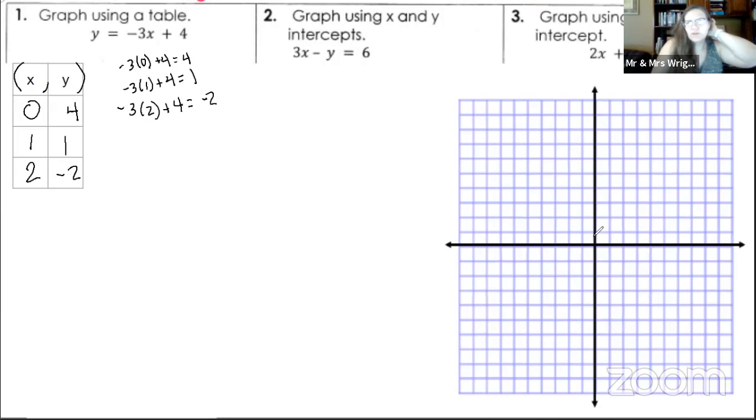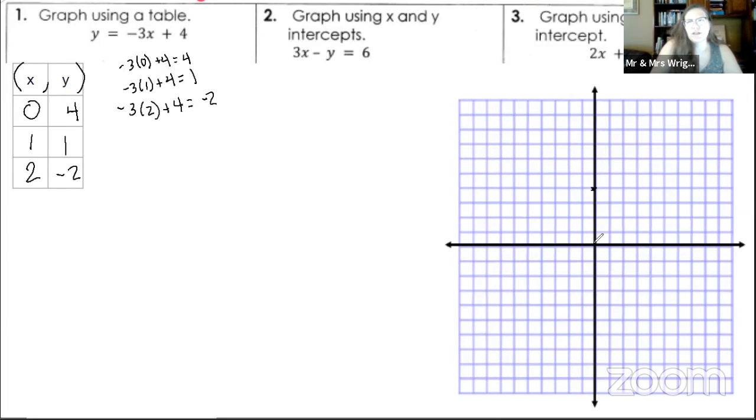And I'm going to go ahead and plot them. So I've got 0, 4. I'm going to go to the right and to the left. That's my first number, the X value, 0. So it means I'm not moving at all. And now my 4 is my Y value. Since it's positive, I'm going to go up 1, 2, 3, 4. This is my first point.